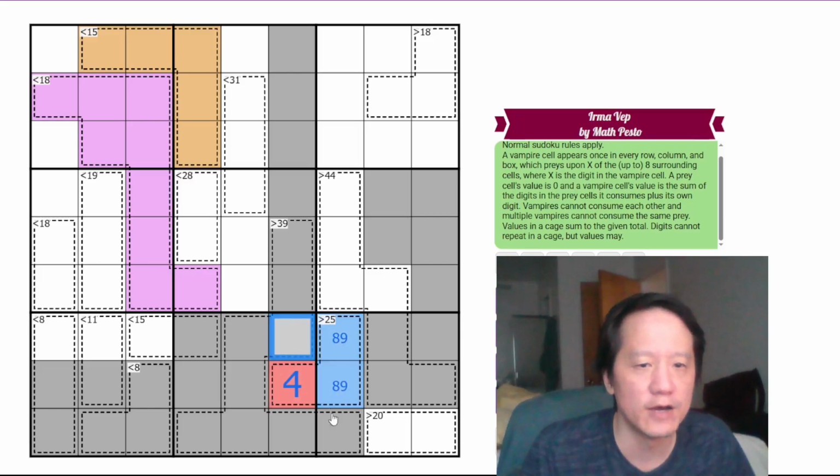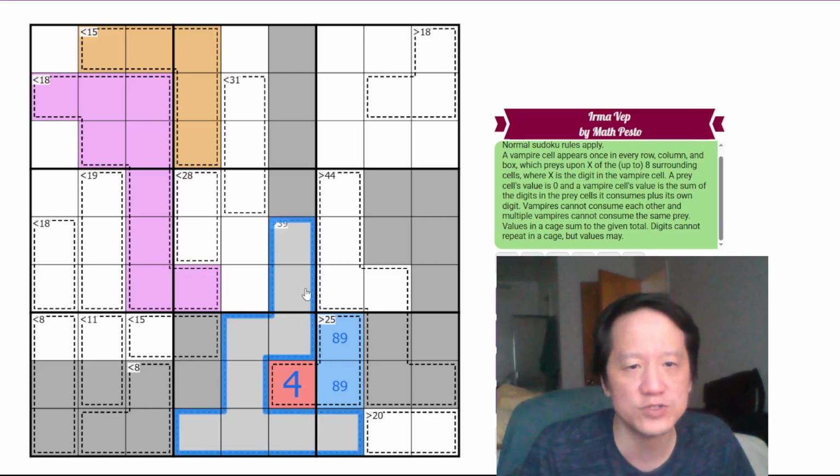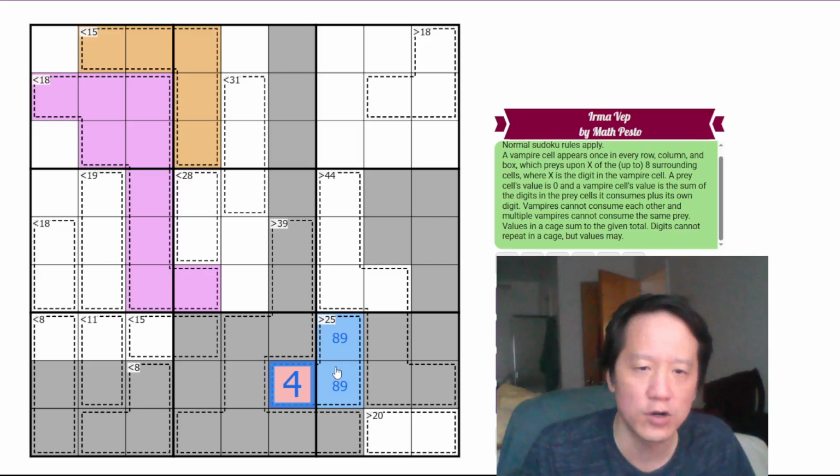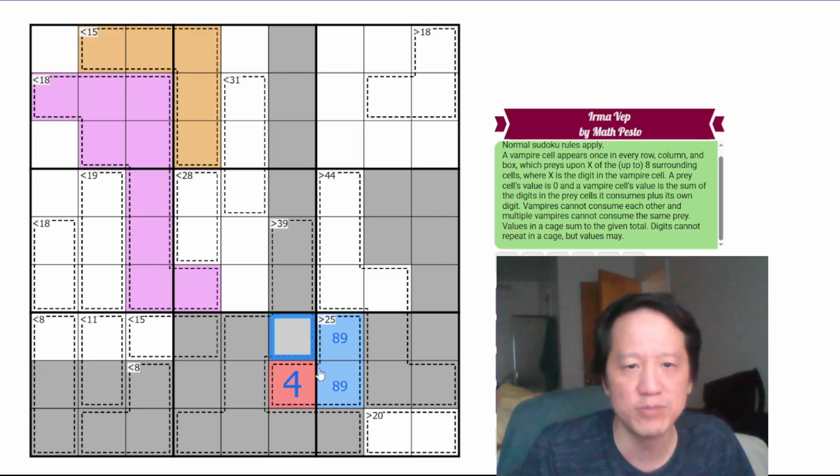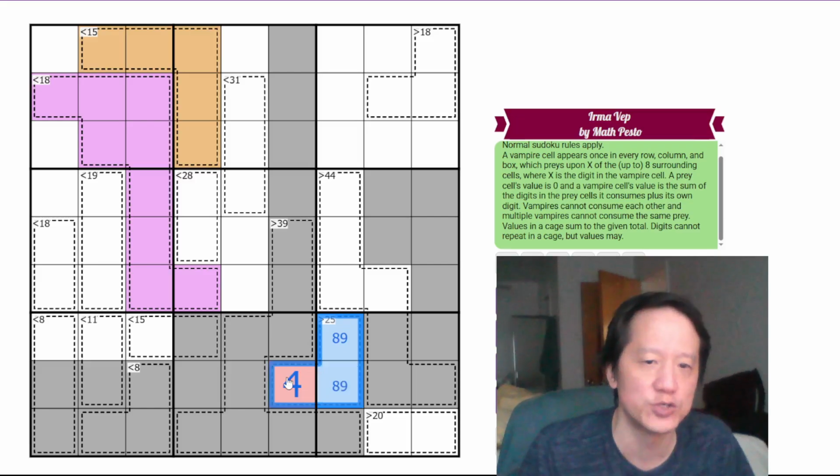And then you have 2 other cells which are preyed upon, which add up to at most 5. Because you can only lose 5 at most for this cage here. So 2 out of these cells are preyed upon. And they must add up to 5, right? So then we have 4 plus 8 and 9, which is 21, plus 5 is 26, which is greater than 25.